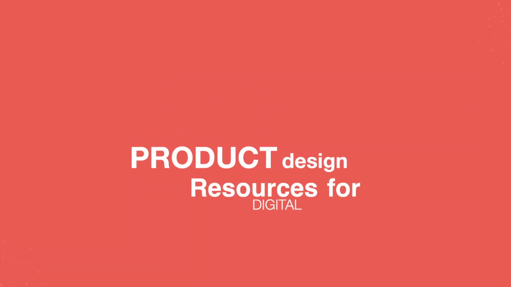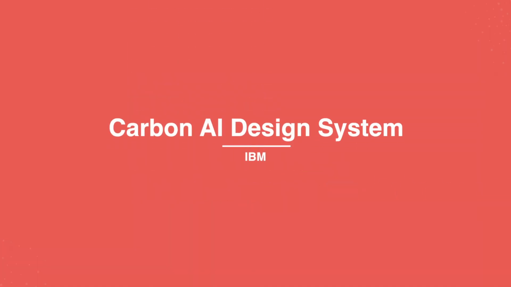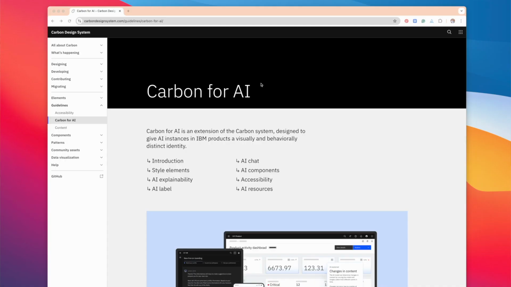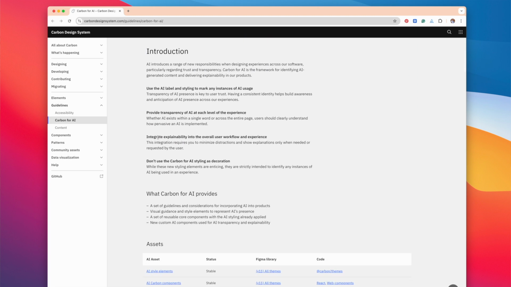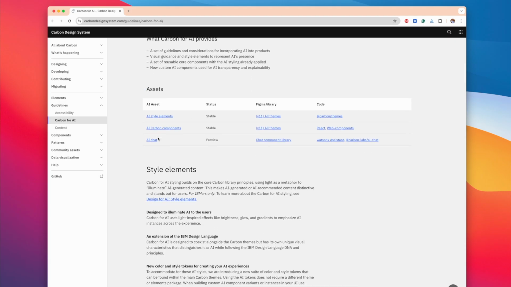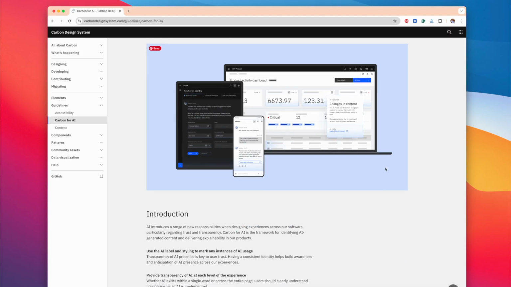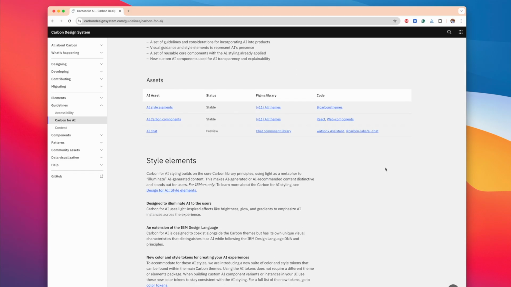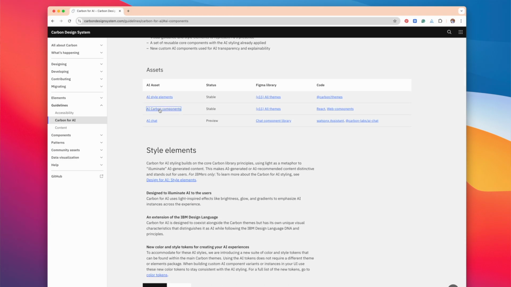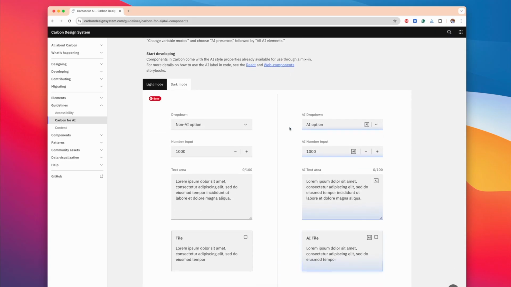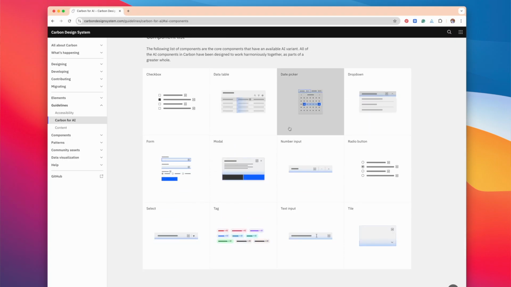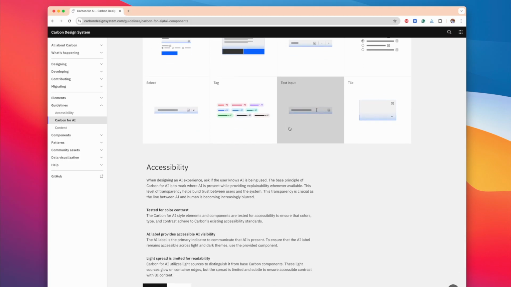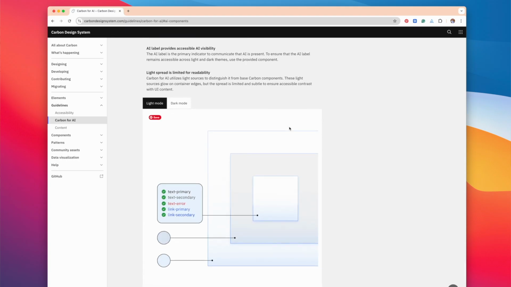Resources for digital product design. Carbon Design System, Carbon for AI. Carbon for AI is an extension of the Carbon Design System specifically for identifying AI-generated content and delivering explainability in products. What's unique about this is that they use light as a visual metaphor, brightness, glow, and gradients to distinguish AI-generated or AI-recommended content from standard UI elements. The framework provides styling guidelines, AI-specific tokens, and component patterns to help build user trust by being transparent about when and how AI is involved in an experience.